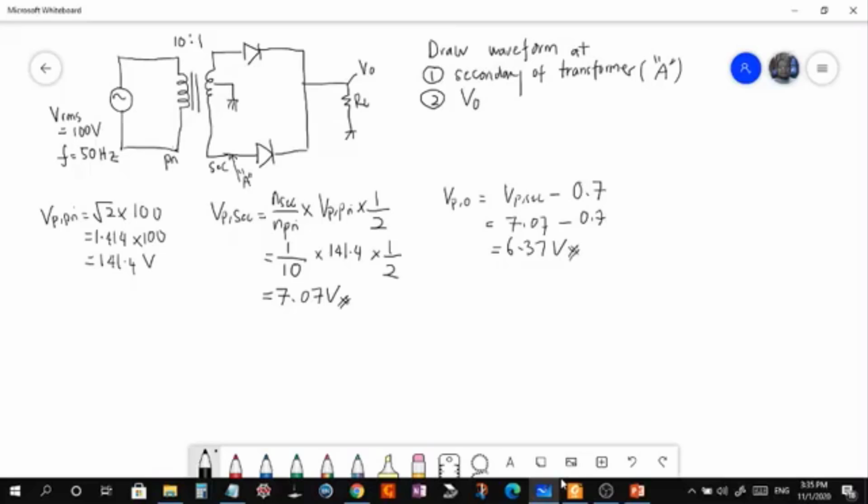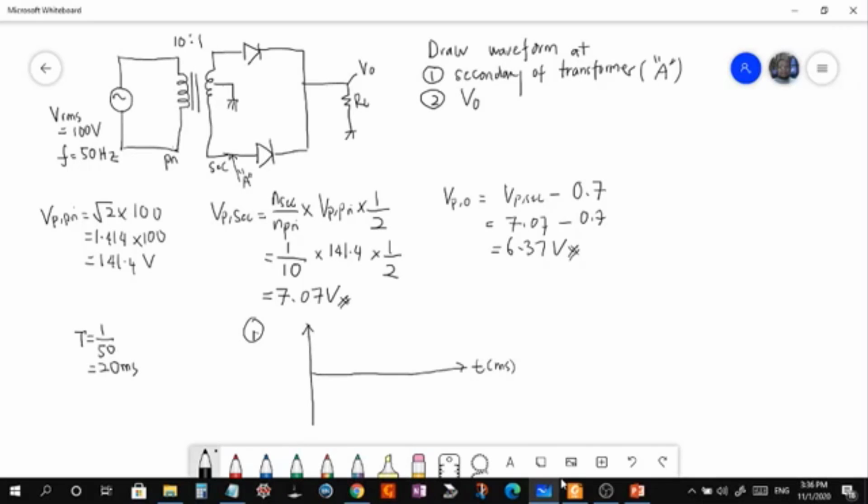Okay, the next step is you need to draw the waveform. For number one, there is no rectification involved, so the output will be a sine wave. Since the frequency is 50 Hz, the period is 1 over 50, equal to 20 milliseconds.